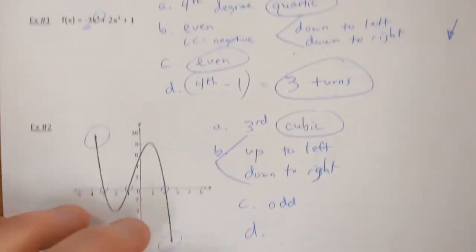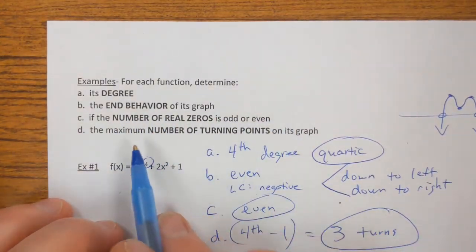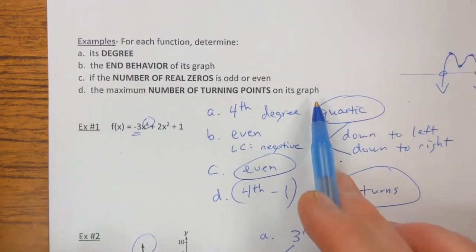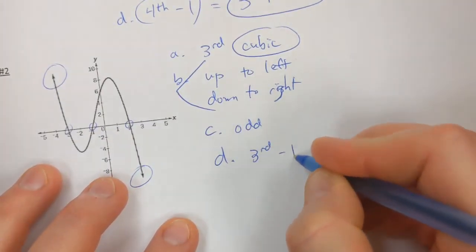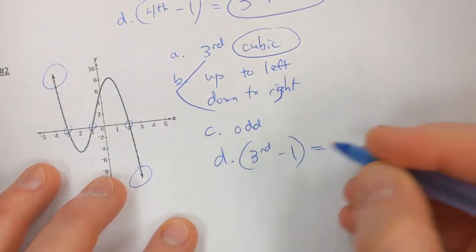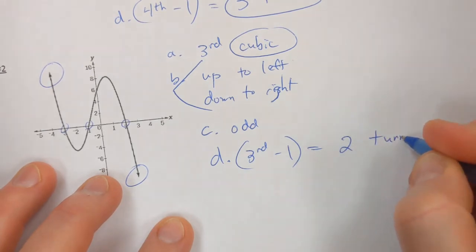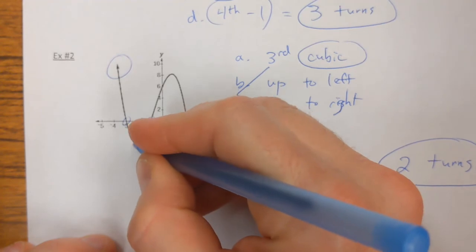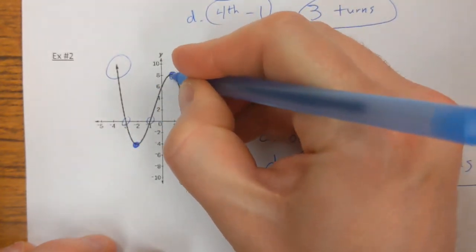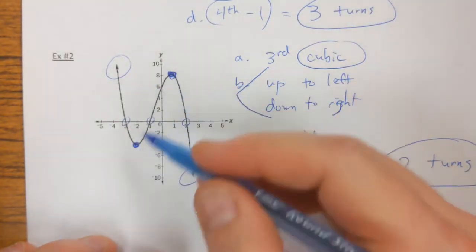And then the maximum number, go back here to see what these were. The maximum number of turning points, all we do is we take third degree minus 1. Third minus 1 equals 2 turns at the most. And if you look at what are basically the vertices, you could say, there are in fact 2.